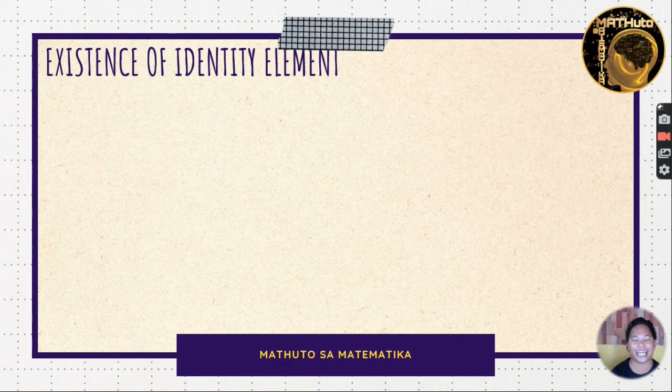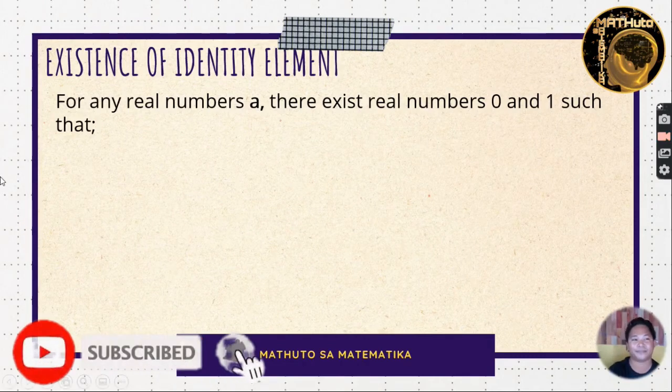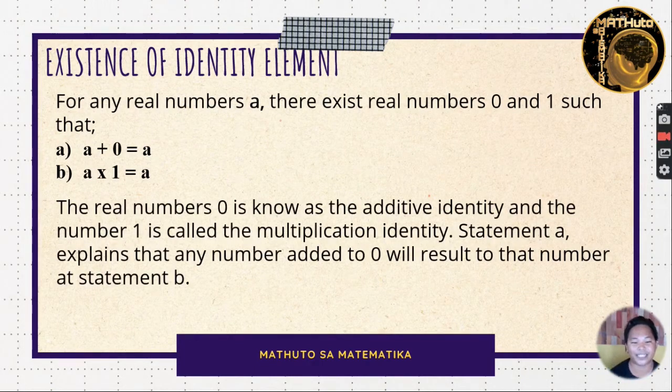Existence of identity element. So, we have the identity property. For any real number A, there exist real numbers 0 and 1 such that A plus 0 is equal to A, and A times 1 is equal to A. So we have an identity element for addition and an identity element for multiplication.